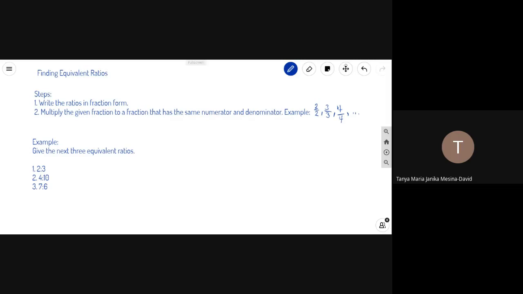In this video, we'll be learning how to find equivalent ratios. When we say equivalent ratio, this means that the ratios given have the same value. Now, how do we solve that?